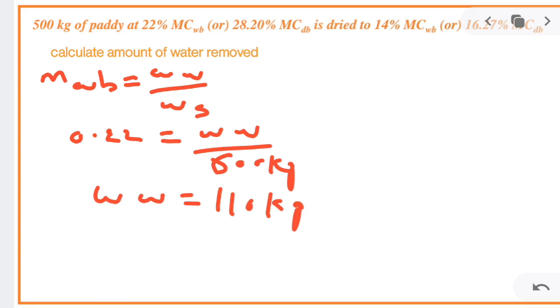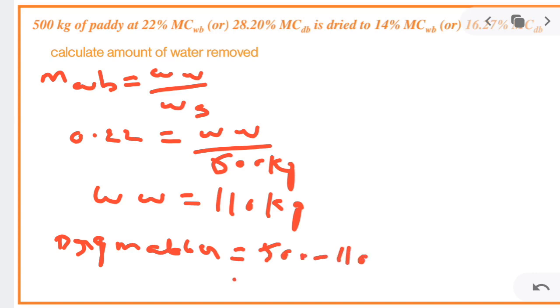Now we have to calculate the weight of dry matter. Dry matter is equal to weight of sample minus weight of water. So 500 minus 110, that's equal to 390 kg. So now we have the amount of dry matter and the weight of water. Then this moisture content of 22% is reduced to 14%. So we have to calculate the weight of water at 14%.